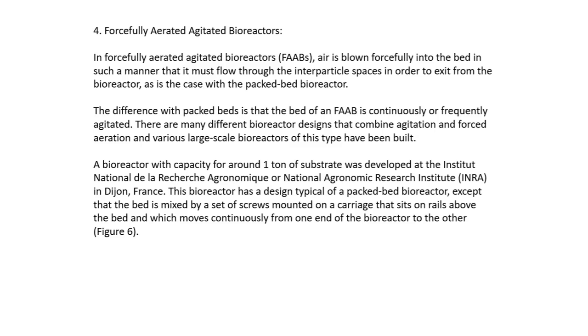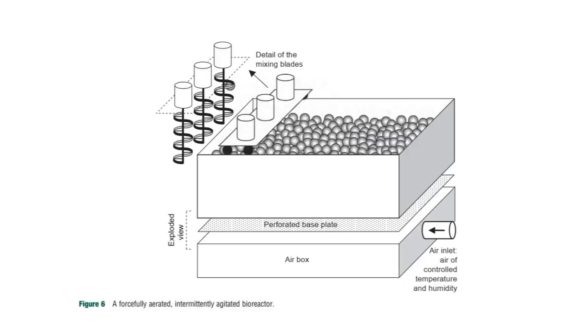Fourth one is forcefully aerated agitated bioreactors. For this forcefully aerated and agitated type, there is no clear definition. You can pass the air very forcefully and you can agitate the bioreactor. So this is the fourth type, group 4. To understand the concept, we can explain with an example: the forcefully aerated and intermittently agitated bioreactor.